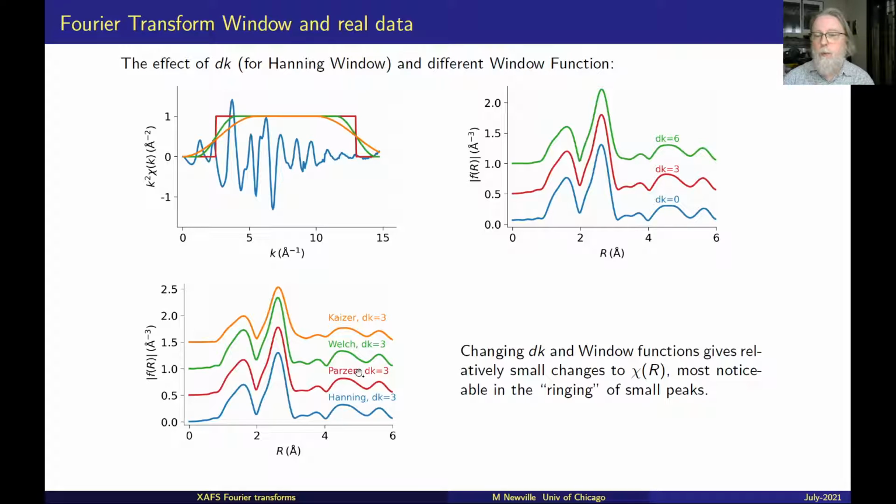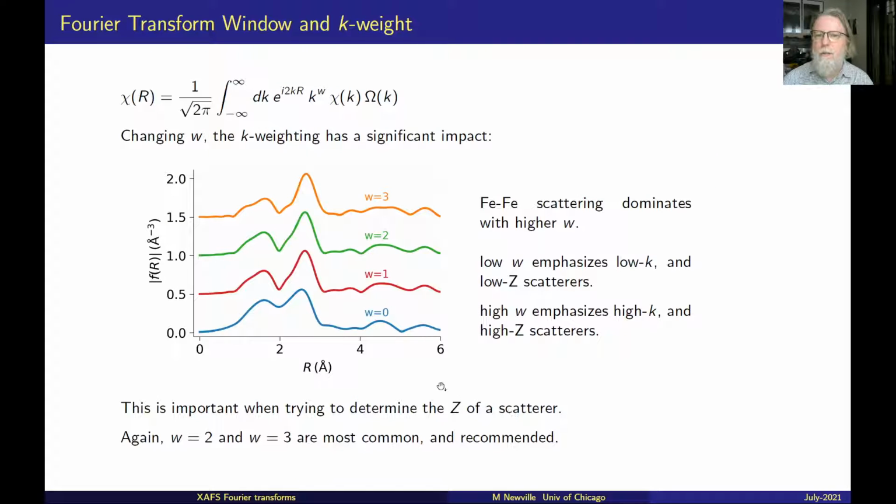If we just use different window functions, but use the same dk value, then we see differences like this, which are all pretty minor. There isn't much difference. You might see a little bit of difference in here, a little bit of difference in how this spreads out. The Kaiser window is a little bit suppressed because its average value is a little bit lower. And the most noticeable thing is that the ringing of the small peaks changes a little bit, but not too much. And again, I think the Kaiser window is probably your safest bet as the default.